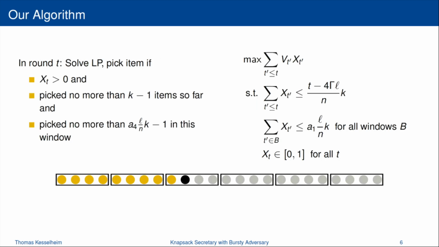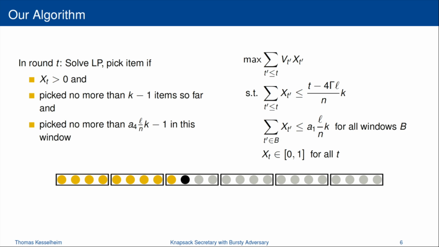The algorithm that we present in this paper is different because it tries to bound the effects of these adversarial bursts happening every now and then. How does it do that? Well, suppose we're in round t and we have to decide whether we want to accept or reject the current item. How do we do that? Well, we use the LP that you see here on the right-hand side to guide our decision.